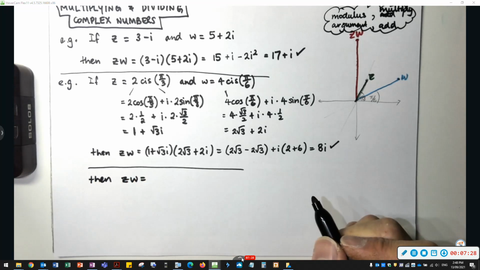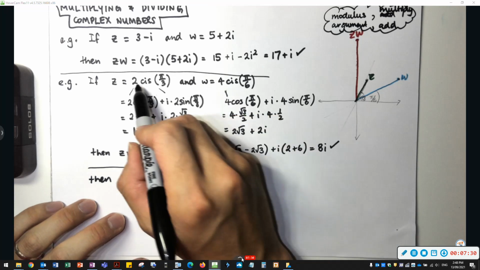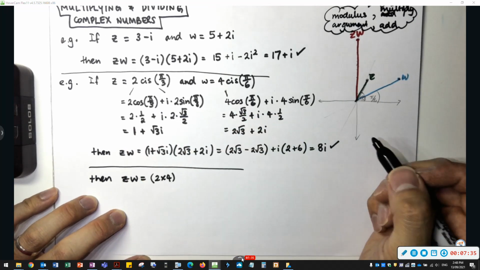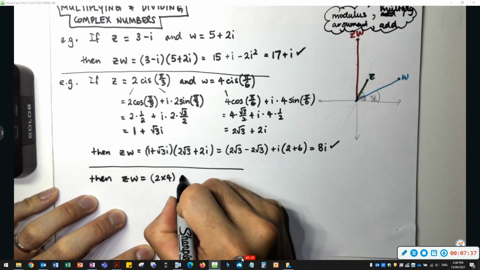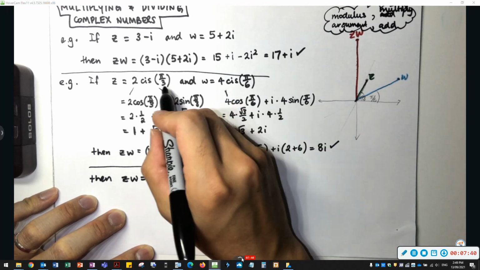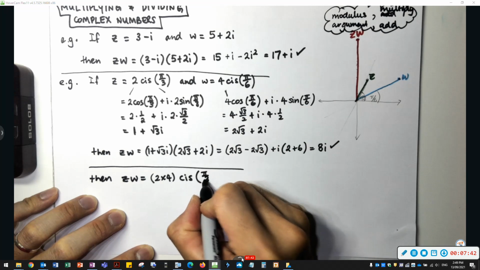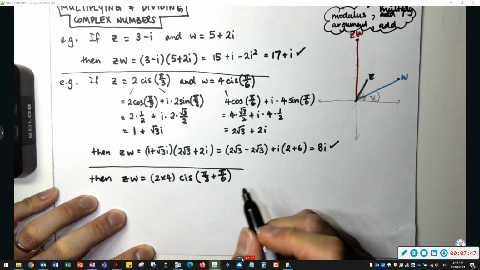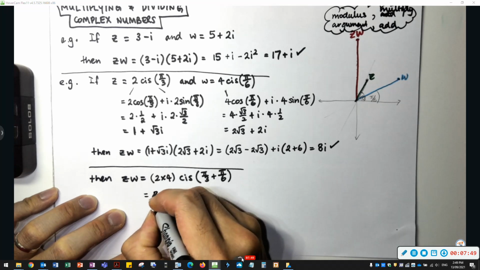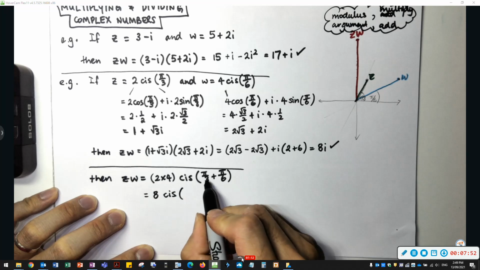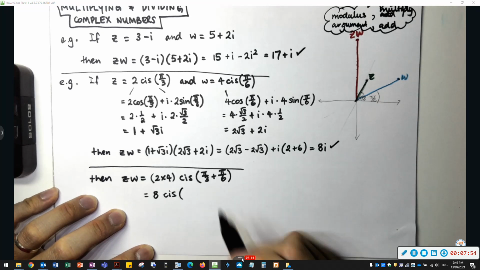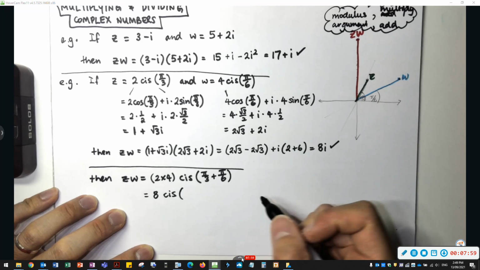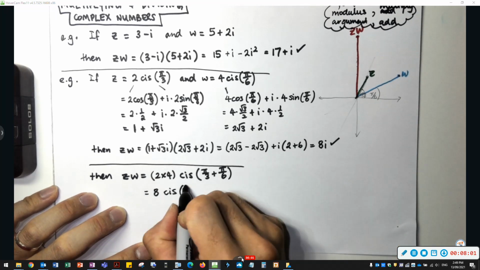ZW is the product of the two moduluses. So it'll be 2 times 4. I'm just writing this out so you can see the working. And then cis, and then I add the angles. Okay, so pi on 3 plus pi on 6. Okay, so 2 times 4 is 8. And pi on 3 plus pi on 6 is actually pi on 2. Okay, just give yourself a moment just to check that out. That is pi on 2.